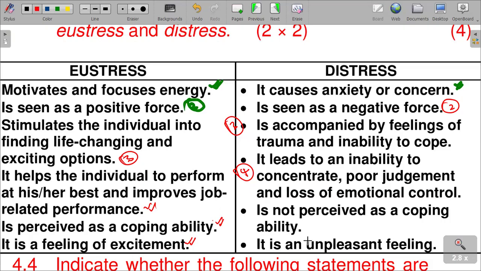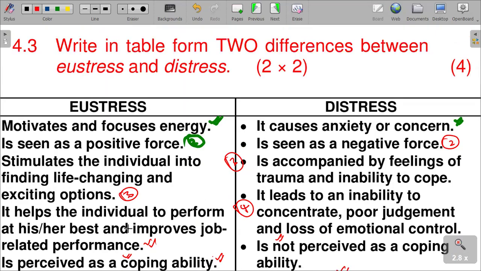It is an unpleasant feeling. Eustress is a feeling of excitement. Distress is an unpleasant feeling, and it is not perceived as a coping ability, while eustress is perceived as a coping ability. So those are the differences that you can see there, the differences between the two.